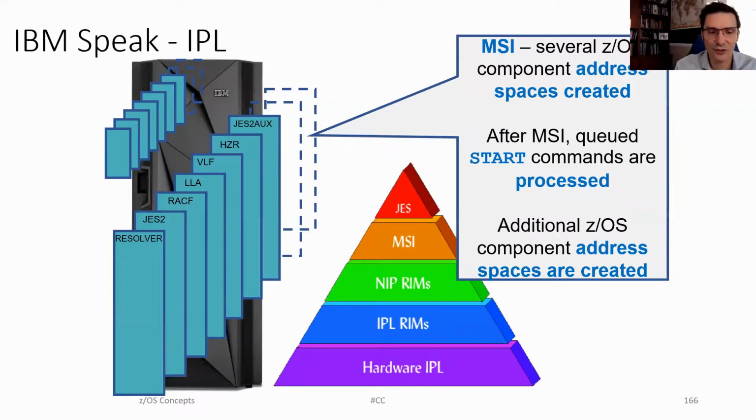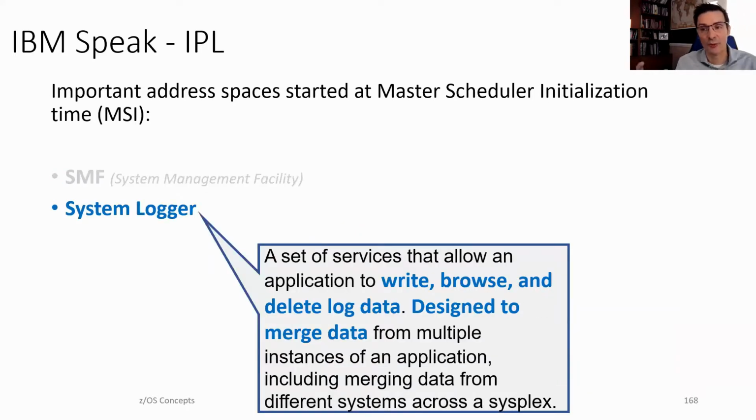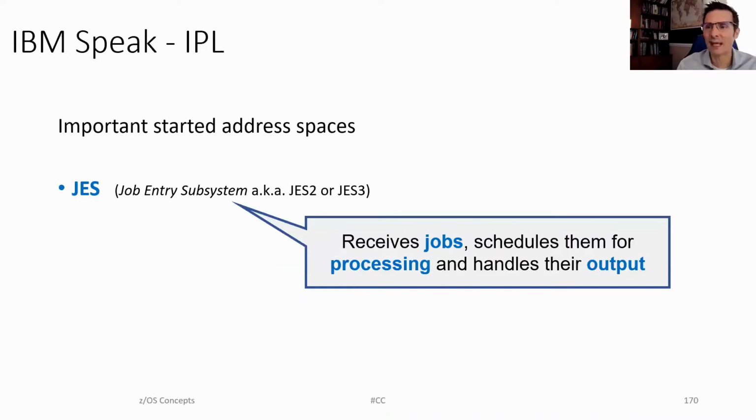Master Scheduler Initialization will start several major key components like SMF. SMF is a reporting mechanism on zOS that is going to allow you to evaluate what's going on in the system, what's the performance, what system resources are being consumed, and even for billing purposes. There's System Logger, which allows you to merge logs between multiple systems. There's BCPII, which has special APIs that you can use from a zOS application to actually talk to the hardware.